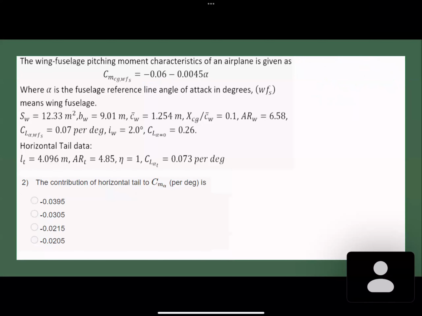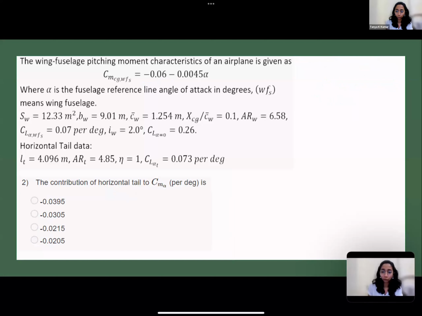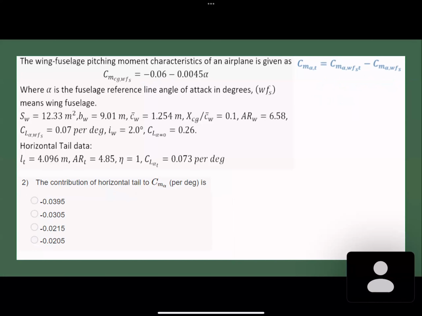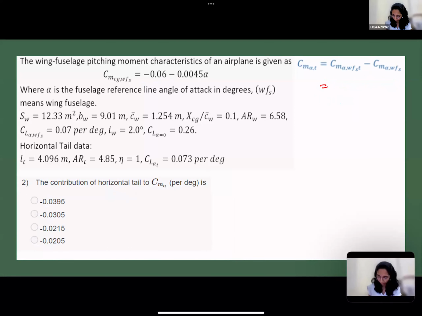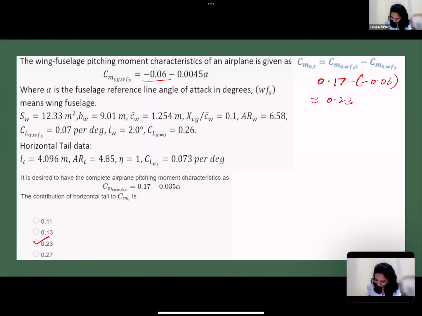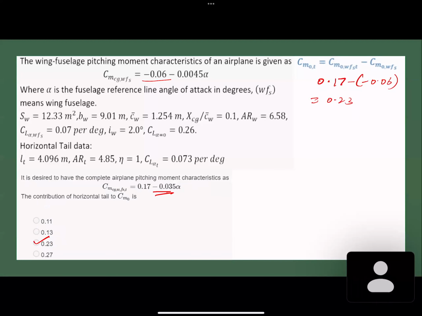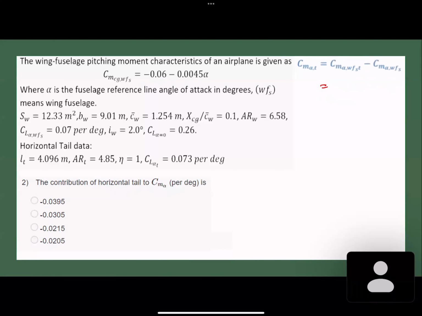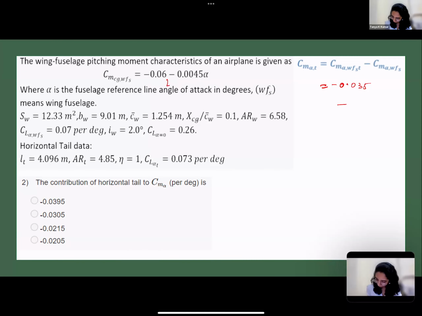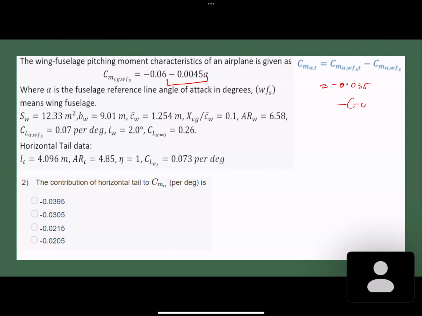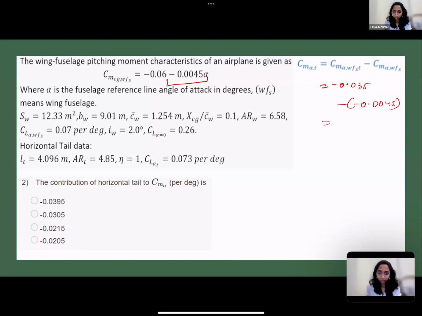It is a similar question, but for the slope, right? So for the slope, again, just do a similar subtraction. So you have CM alpha of wing, fuselage, tail, the entire thing. That was this minus 0.035. 0.035 minus this value. What is the final answer?